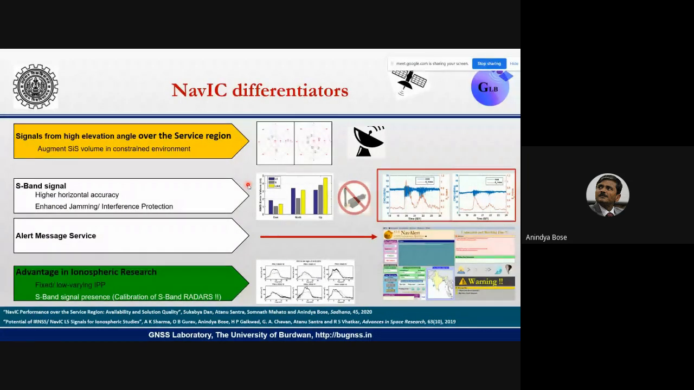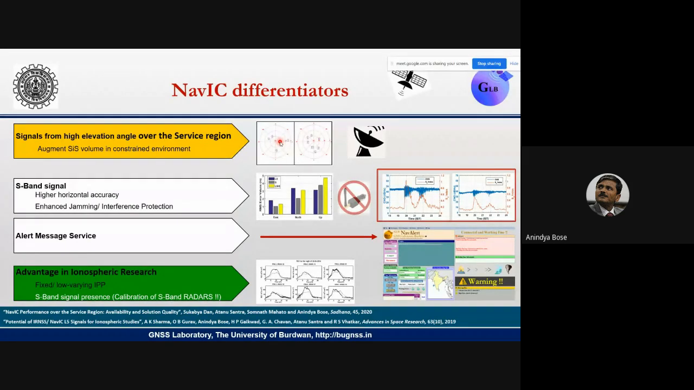First, signals from a high elevation angle over the service region. Why? In many cases, we have seen the lower parts are obstructed, maybe due to trees or buildings. And in our study, and we published a few papers, during some times, even if we have nearly 50 satellites, there are no satellites above a 60-degree elevation angle. That means from the horizon, if you take an angle of 60 degrees, above that there is no satellite.